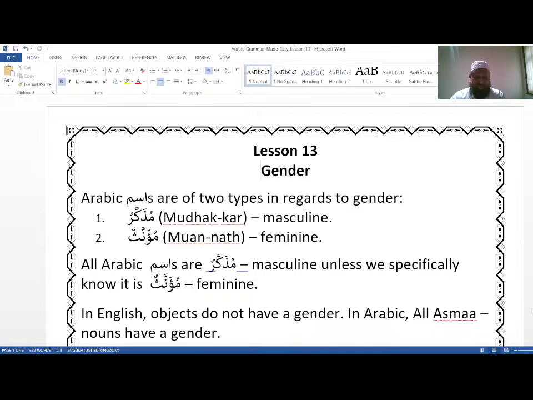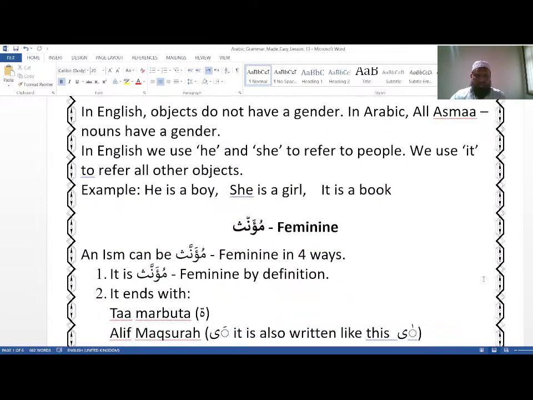In English, objects do not have gender, but in Arabic, all asma have a gender. In English, for people, we use he or she to differentiate in gender. But for objects, we use it. There's no difference in object. He is a boy, she is a girl, it is a book. Because we need to know, is it feminine?